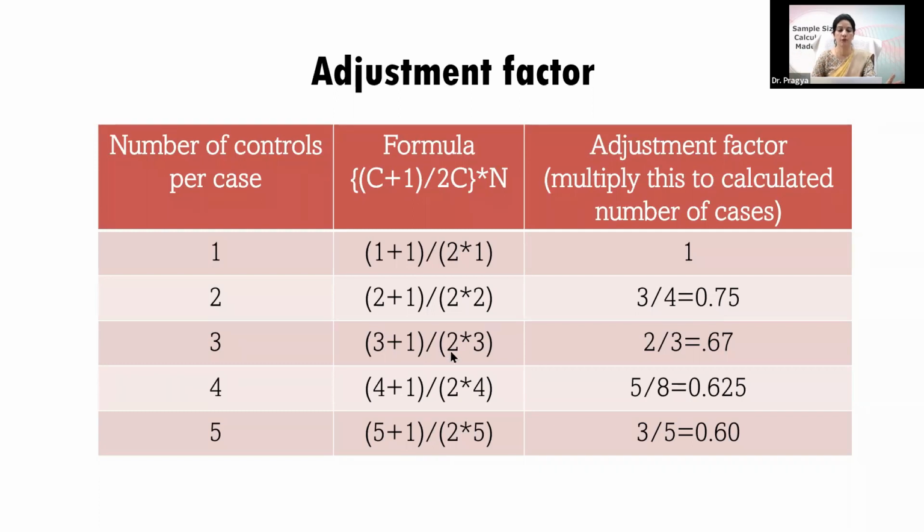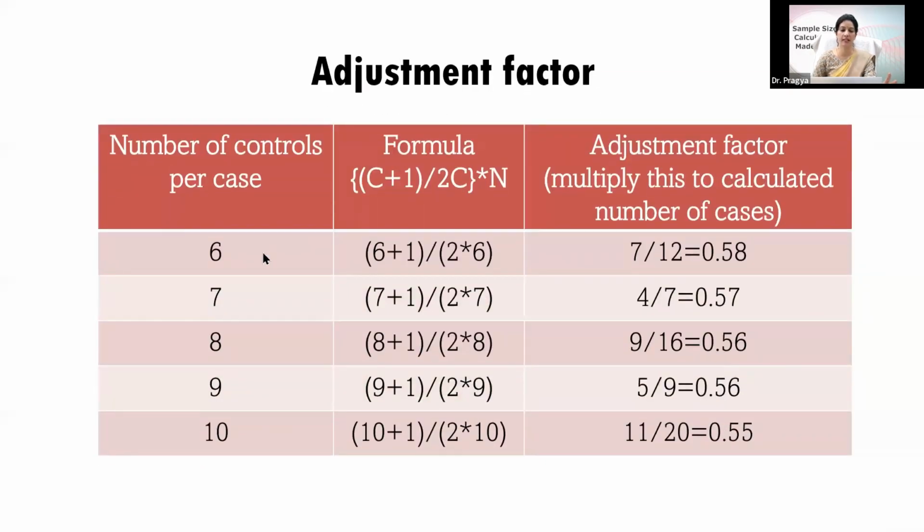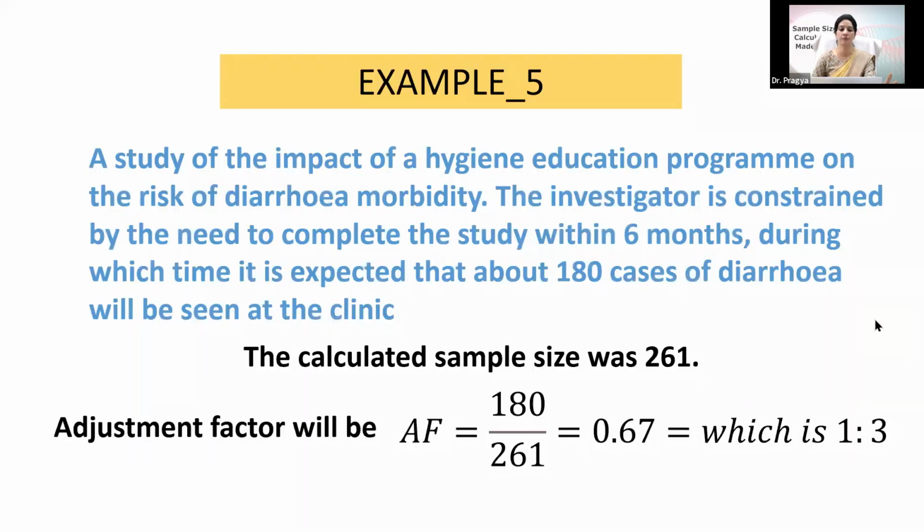So if you have got 3 controls, then you can reduce the number of cases by 0.67. If you have got 4 controls, then you can reduce the number of cases by 0.62. But beyond that, you will see that it doesn't lead to any more gain. This is the same for 6, 7, and 8, and you can see that the multiplication factor is almost the same: 0.58, 0.56, 0.56, and 0.55. So the maximum is 4 controls per case.